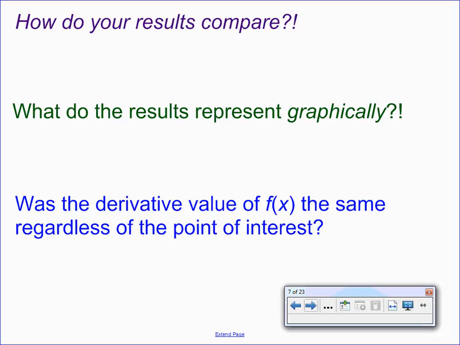Well, they're all numbers. Okay, we've got all numbers. Some of them are positive, some of them are negative. What do those results represent graphically? We've seen that as the slope of the curve or the slope of the tangent line to the curve. I want to focus in on 3.